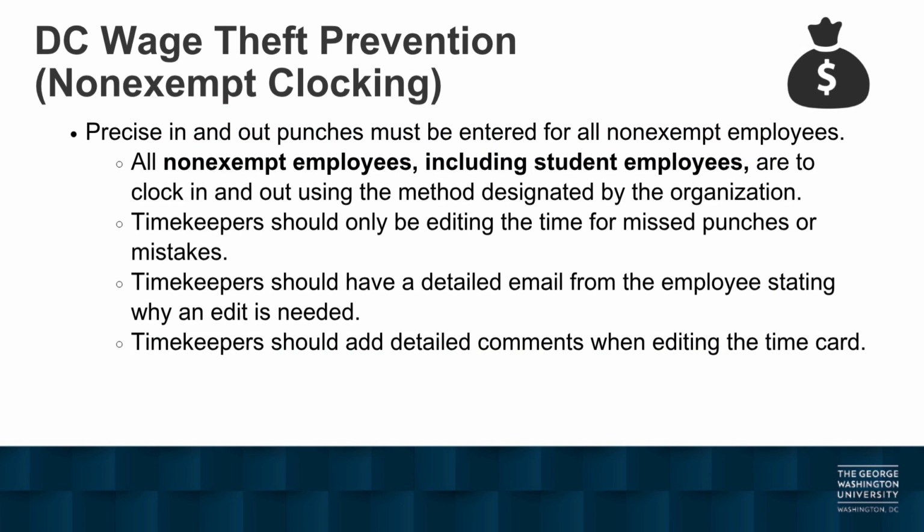Precise in and out punches must be entered for all non-exempt employees. All non-exempt employees, including student employees, are to clock in and out using the method designated by the organization. Timekeepers should only be editing the time for missed punches or mistakes. Timekeepers should have a detailed email from the employee stating why an edit is needed. Timekeepers should add detailed comments when editing the time card.